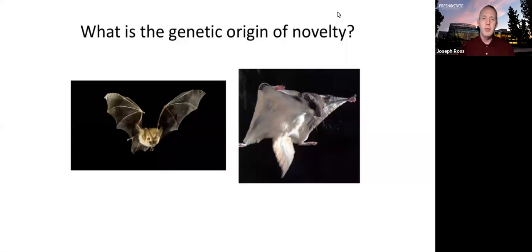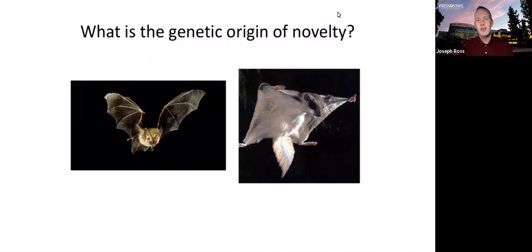Here we have an image of a bat and a flying squirrel, both of which can fly. They're both mammals, but they're not closely related, which means that these winged structures, or their ability to fly, isn't the same. It doesn't have the same genetic basis. It doesn't have the same developmental basis. For example, the bat's wings are essentially modified fingers and webbing in between them, while on the other hand, the flying squirrel has webbing between its limbs.